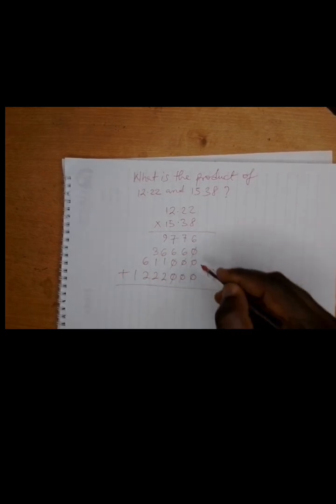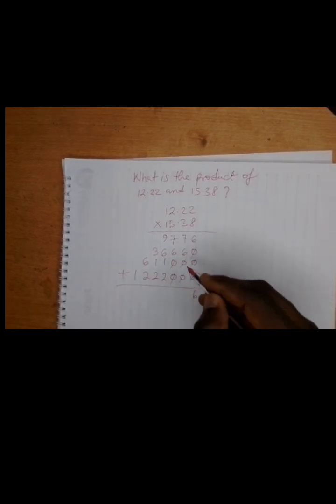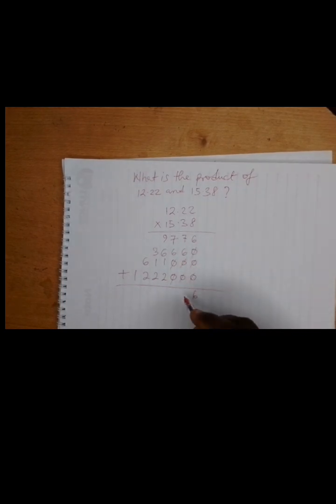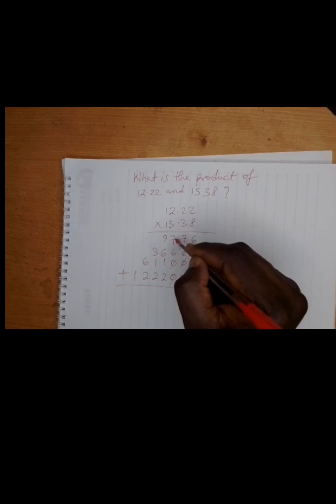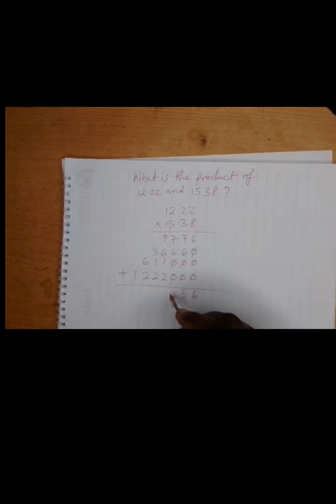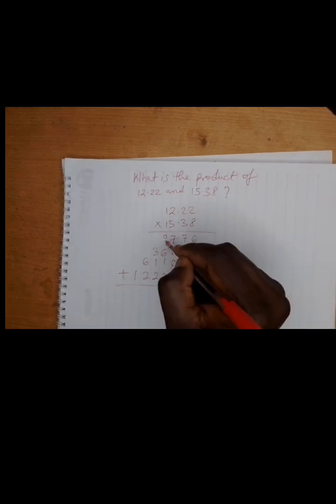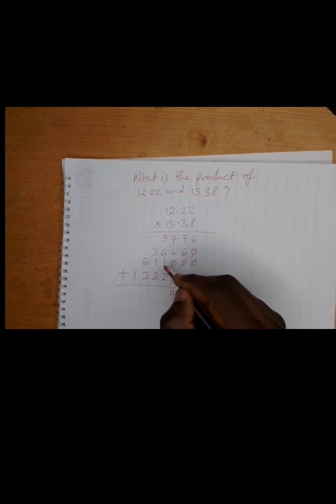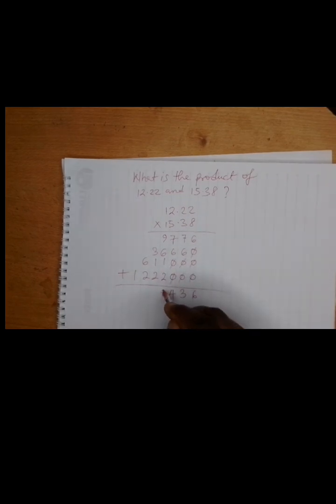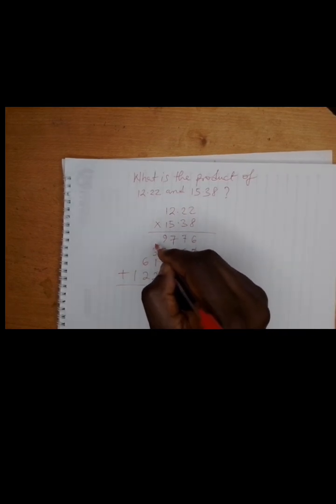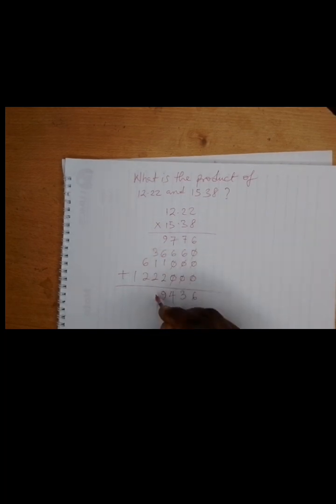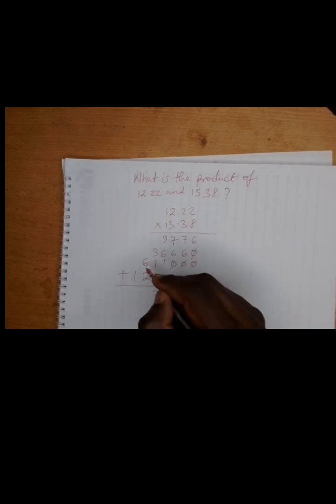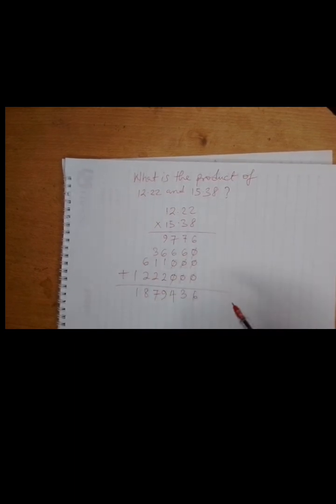Place your operator, we are adding. So 6 plus zeros will give us 6. 7 plus 6 is 13. You put down 3, carry 1. 1 plus 7 here gives us 8. 8 plus 6 is 14. 4, carry 1. 1 plus 9 is 10. 10 plus 6 is 16. 16 plus 1 is 17. 17 plus 2 is 19. You put down 9 and you carry 1. 1 plus 3 is 4. 4 plus 1 is 5. 5 plus 2 is 7. You put down 7. Here we have 6 plus 2 is 8, and then we have 1 here.